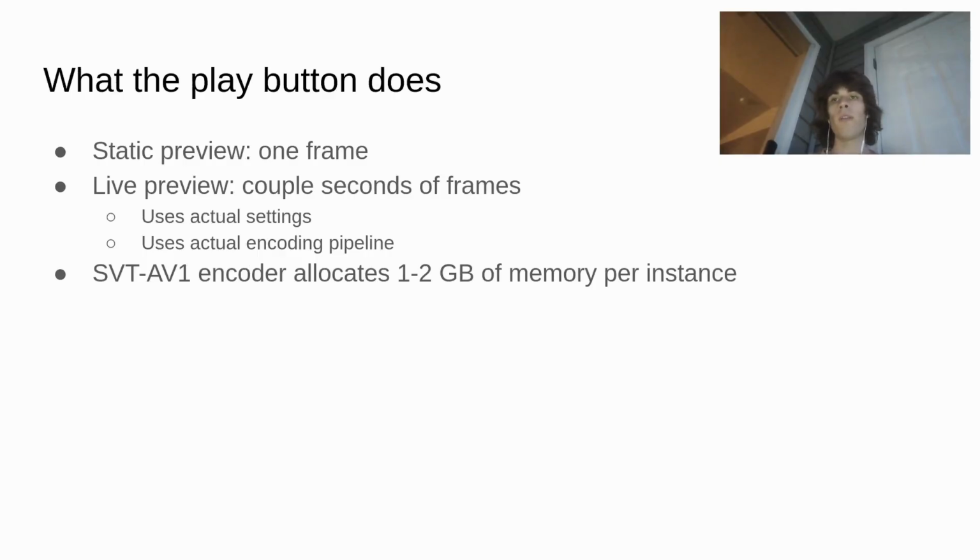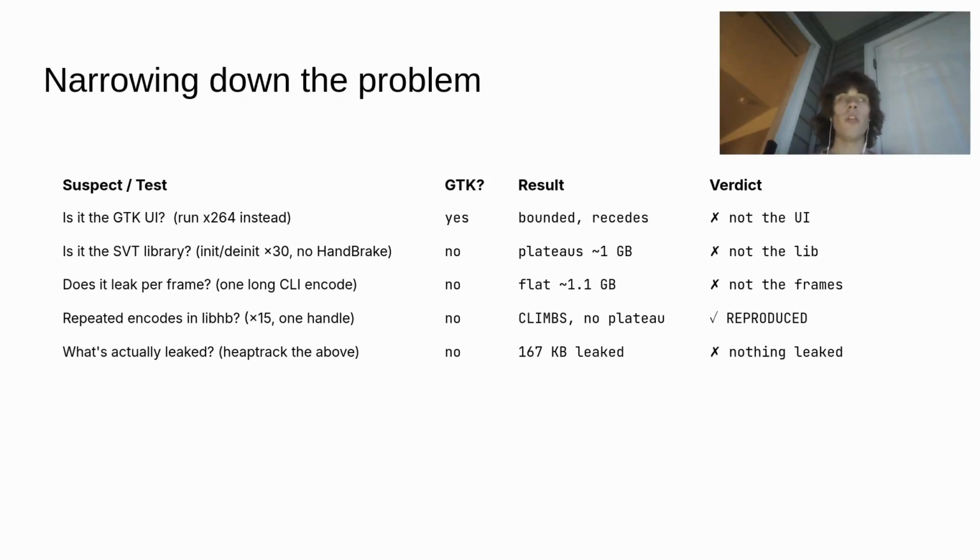So real quick, what does that play button do? A static preview is 1 frame, but a live preview is a couple of seconds worth of frames. So it'll use your actual settings and your actual encoding pipeline to give you a demo, I guess, a live preview. So every time you press live preview and play your couple of frames, the SVT AV1 encoder would take 1 or 2 gigabytes of memory. We know there's an issue with memory usage, but we don't know exactly what.